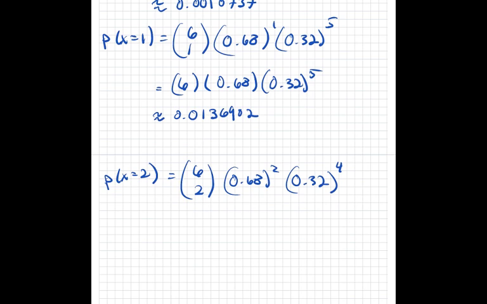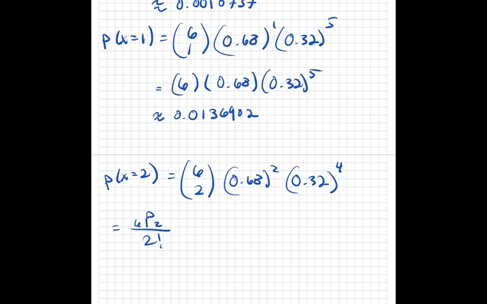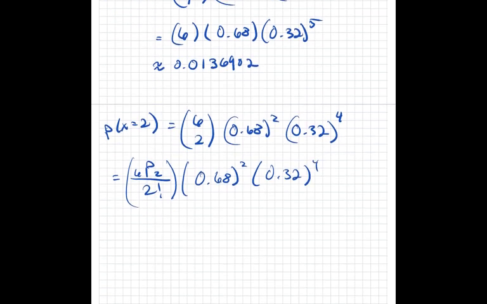So 6 choose 2 is going to be the same as 6p2 over 2 factorial. You can use a calculator for a lot of this, but 0.68 squared and 0.32 to the power of 4. So 6p2 means instead of going 6 times 5 times 4 all the way down to 1, we start at 6 but we only go out 2 spaces. So it's going to be 6 times 5 over 2 times 1. This turns this into a 3.